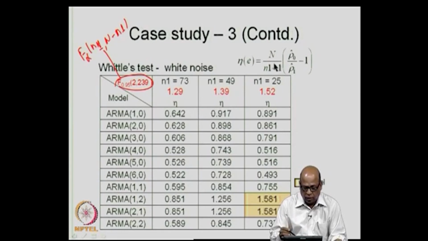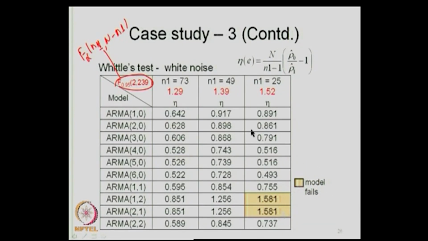If the values of the statistic that you are getting are less than the particular F alpha values, then the model passes the test. As you can see, most of the models pass the test, but for the ARMA 1-2 model, 1.581 is more than 1.52, for both ARMA 1-2 as well as ARMA 2-1 models. These models fail the test, whereas all other models pass, and we are concerned with the ARMA 4-0 model, which passes the test. So, this is the white noise test to examine whether the residual series E t constitutes a white noise, in as much as the correlations are all insignificant. That means there is no significant correlation present in the data. That is Whittle's test.